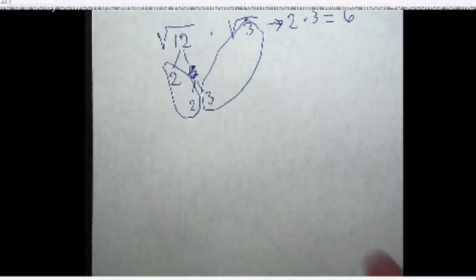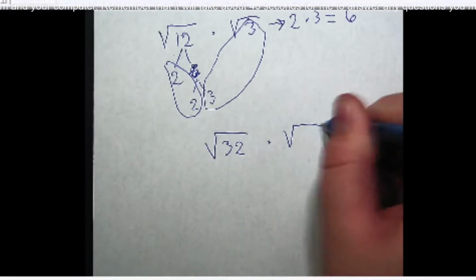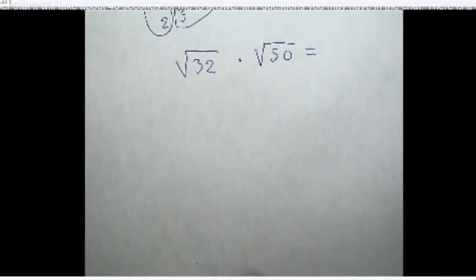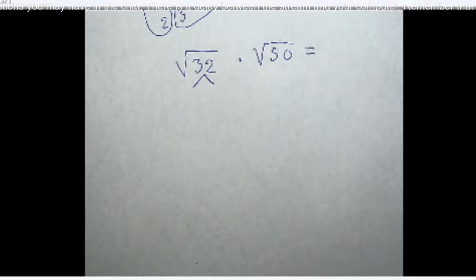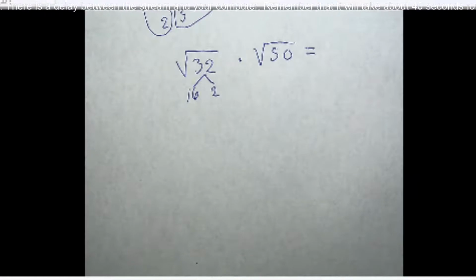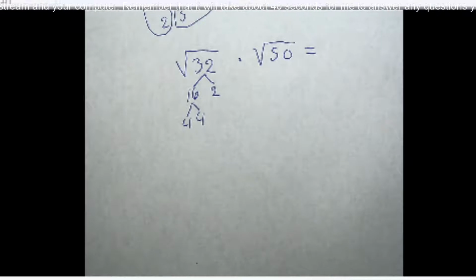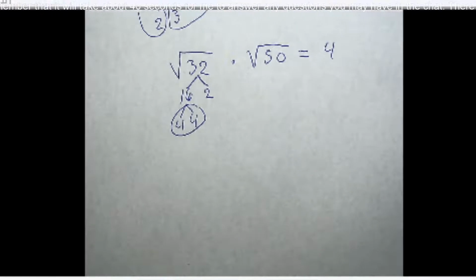Okay, let's try this one then. Square root of 32 times square root of 50. Well, 32 times 50 has got to be a huge number, right? So let's not multiply them. Let's try to simplify and see what we get. What is 32? Okay, and 16? Oh, hey, we don't need to go any further with 4 and 4. It's already a pair, right? All right, so we'll go ahead and take that 4 out now.